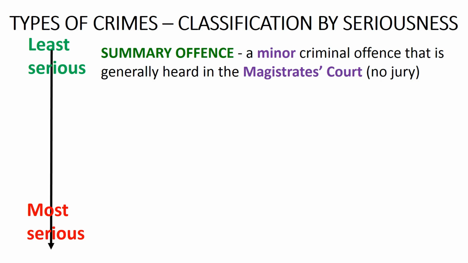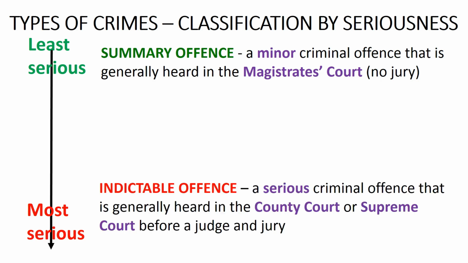In contrast to summary offences, indictable offences are more serious kinds of criminal offences. An indictable offence is a serious criminal offence that is generally heard in the county court or Supreme Court before a judge and jury. Look down at the left-hand side of your vocabulary sheets, find the term indictable offence and write this definition in there. Once you've done that, highlight the words in bold purple type. Whenever you're required to define the term indictable offence, try to remember to include the highlighted words in your definition.